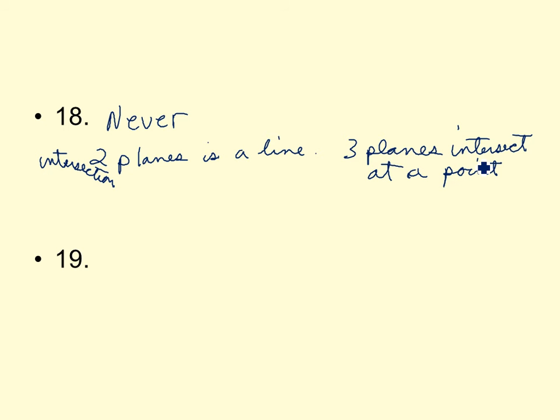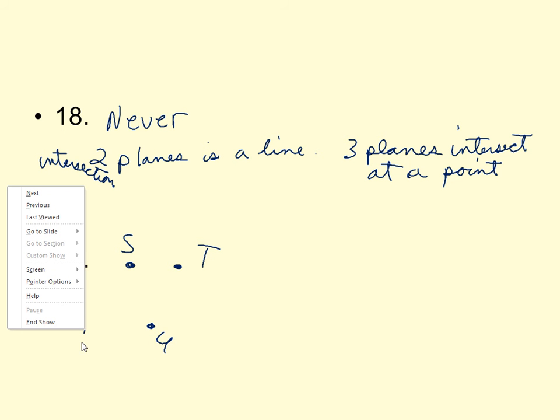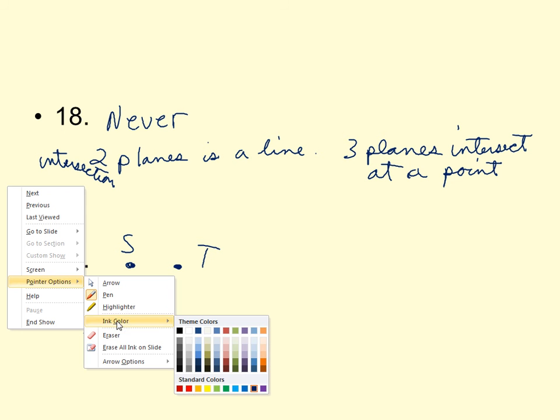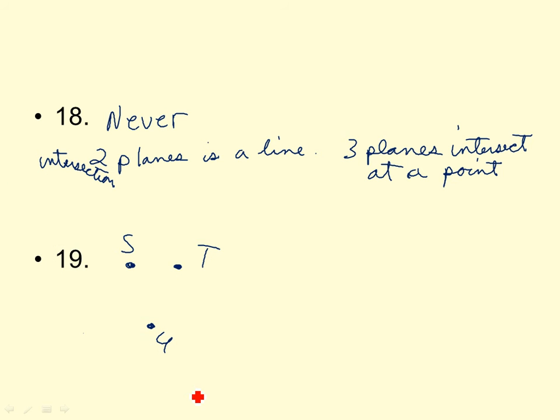Number 19 says points S, T, and U determine 3 lines. So if I put points S, T, and U, they're saying that together they make 3 lines. Well, that might be true if I draw it like this, because there's 1 line, 2 lines that they make together, and then 3 lines if I could hit the points.